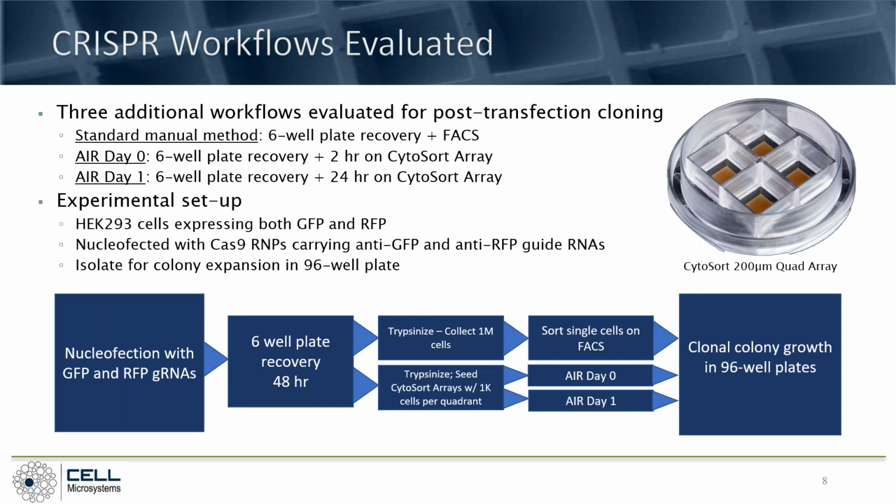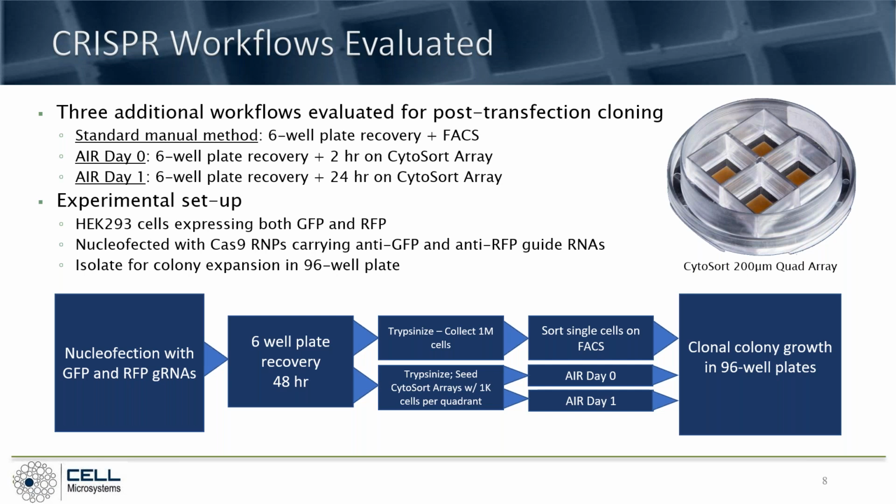So to follow up on that first workflow that we evaluated, we looked at 3 additional workflows for post-transfection cloning. The experimental setup here is very similar, where we're using the same HEK293 cells, the same Cas9 RNPs, and we're doing 3 additional workflows here. The first is a standard method where we're letting the cells recover for 48 hours in a 6-well plate. We're then trypsinizing and collecting 1 million of those to sort singles using FACS.